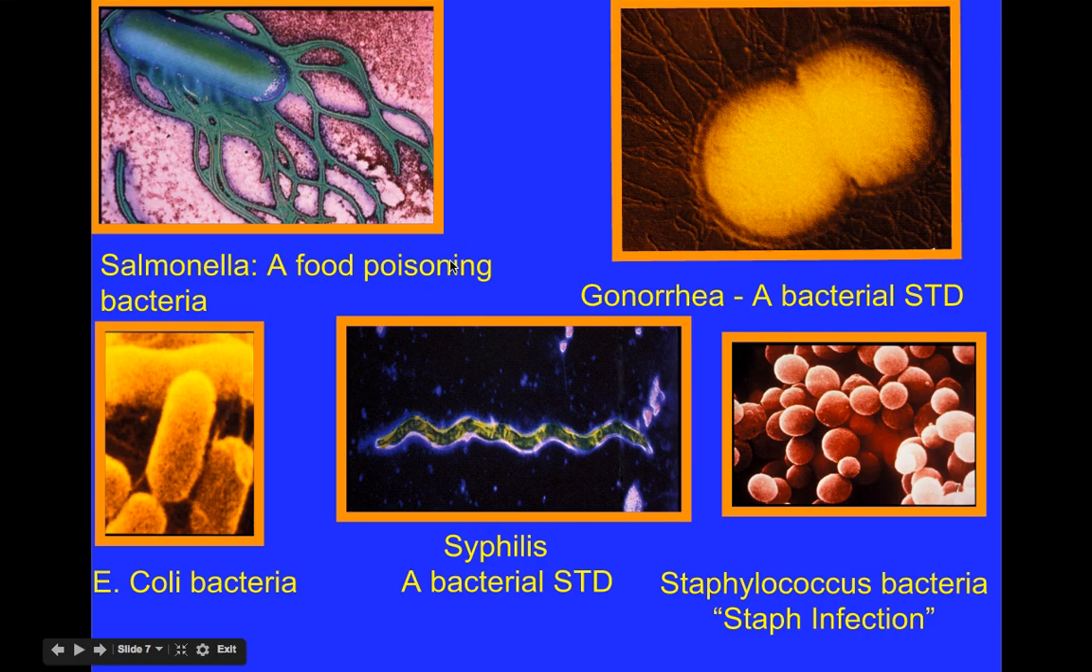Here are some photos of different types of bacteria. The top left is Salmonella. The top right is gonorrhea. Salmonella is a food poisoning bacteria. Gonorrhea is a bacterial sexually transmitted disease. The bottom left is E. coli. The middle one is syphilis, which is also another bacterial sexually transmitted disease. And the bottom right is the staph bacteria, or the staph infection.